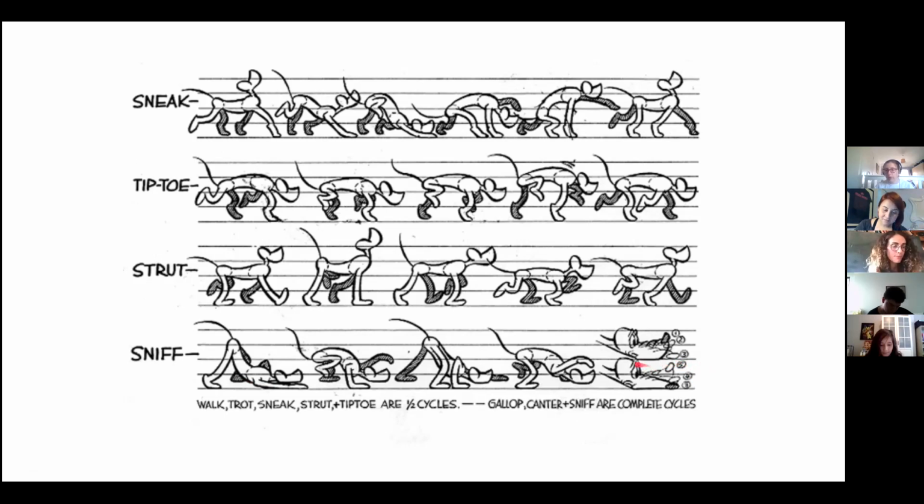You could always overlap, so instead of going to 2, you can move the frame before here, so the sniff is very energetic. But we can do that when we're animating. I can show that as well.